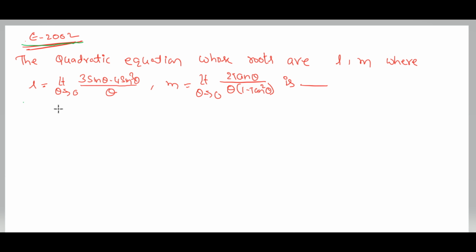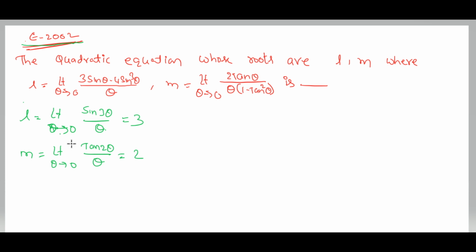Here is given L value. First simplify L value, limit theta tends to 0, that is 3 sin theta − 4 sin^3 theta, that is sin 3 theta/theta. Limit theta tends to 0, sin 3 theta/theta, that value is 3. And take M value, M is equal to limit theta tends to 0, 2 tan theta/(1 − tan^2 theta), that is tan 2 theta/theta, this limit value is 2, so L value is 3 and M value is 2.